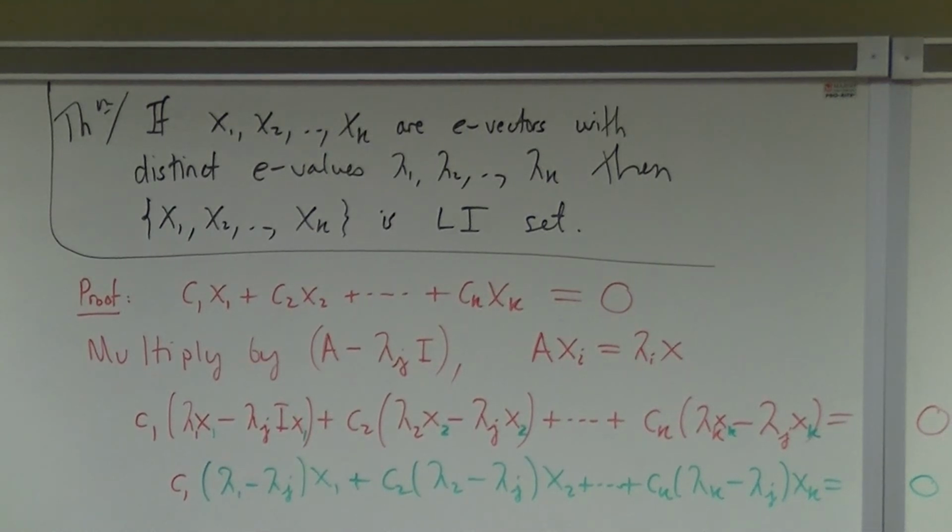Would it be wrong if you pulled the x1 to the front of that? No, I mean, you could. I usually write the scalar multiplication to the left, though. I mean, x is a vector. Now, I assumed what about these eigenvalues?